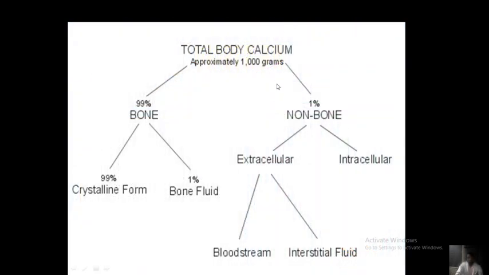So how is total body calcium distributed? One is the bony part: 99% is stored in bone, and 1% is non-bone. In bone, 99% is the crystalline form, and the other is bone fluid. The 1% is in extracellular fluid, bloodstream, interstitial fluid and intracellular in the cell.